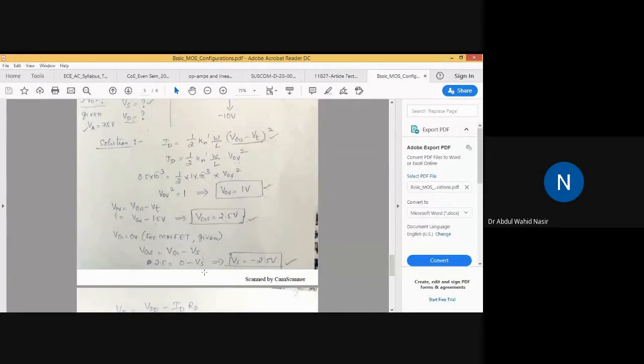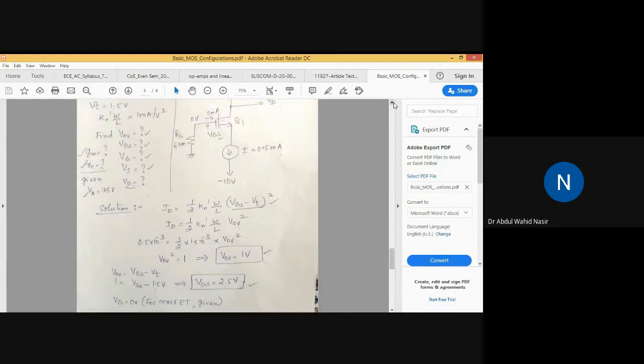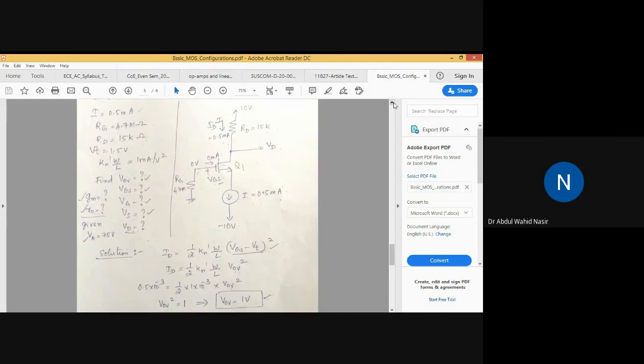Now, the gate to source voltage. How to calculate the gate to source voltage? VGS is equal to VG minus VS. Now the gate voltage is equal to 0 volt for the given MOSFET. It has been given that the gate voltage is 0 volt. Here you can see in the circuit diagram, the voltage at the gate is 0.